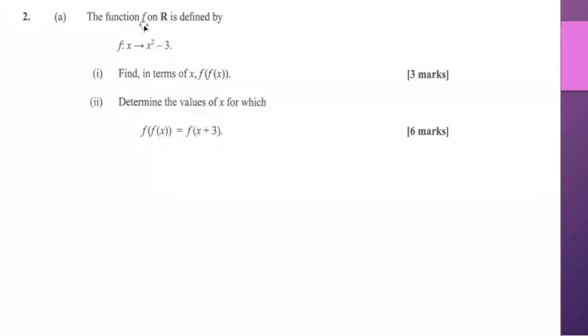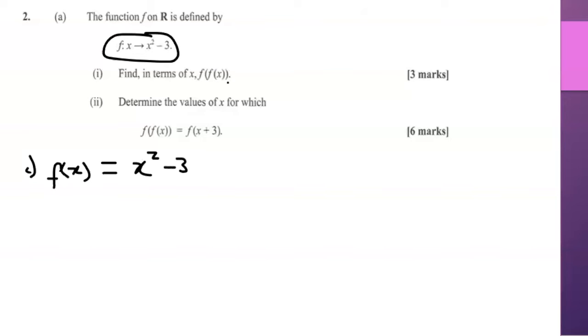So question 2a states the function f is defined by f such that x maps onto x squared minus 3. Part 1 states find in terms of x f of f, where this means it's a composite function where I'm substituting f back into itself. Now I can rewrite this as f of x is equal to x squared minus 3, and what is required of us is to substitute the function back into itself.